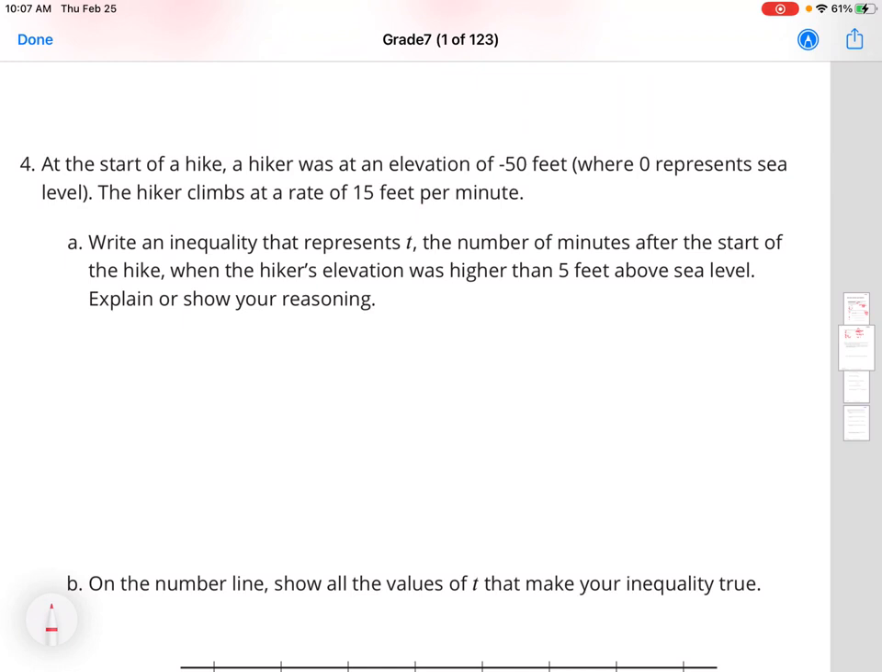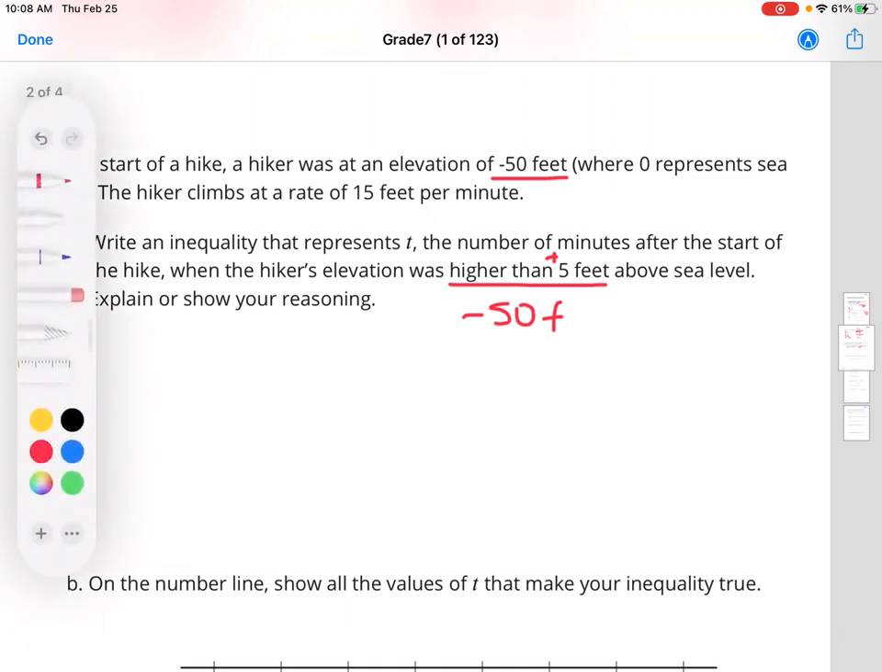So we need to figure out our important information. So we know that it's wanting the hiker to be higher than 5 feet above sea level, which tells me it is a positive 5. And I know that we are starting at -50 feet. So -50 represents my starting elevation.